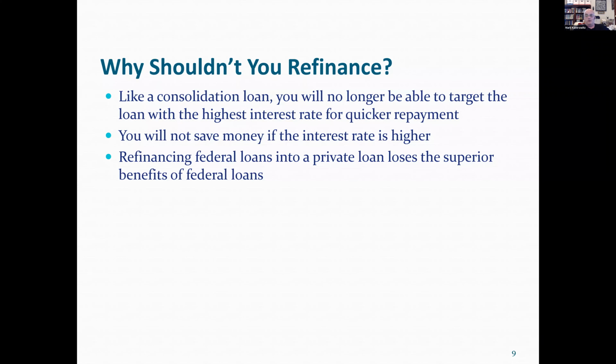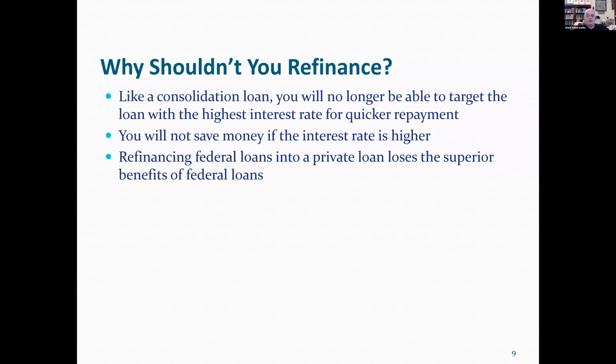So you will no longer be able to target the highest rate loan for quicker repayment. So you might want to either keep that highest rate loan out of the refinance, or maybe you refinance just that highest rate loan to get a lower interest rate on it. Because what you have to do is look at what interest rate you're going to get from each lender based on your credit score and the credit score of your cosigner, if any. And you need to compare that with the interest rates on your existing loans.